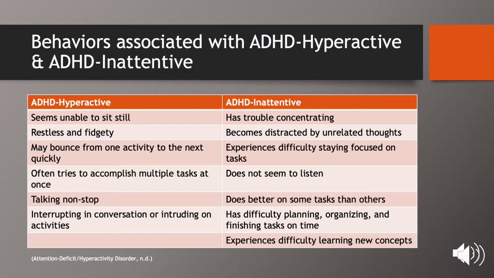Children with ADHD inattentive may have trouble concentrating. They may become distracted by unrelated thoughts. They may experience difficulty staying focused on tasks. And as I mentioned before, they may appear as if they're not listening. They may seem like they are not paying attention to what you're saying. They may do better on some tasks than others. These children may have difficulty planning, organizing, and finishing tasks on time, and they may also experience difficulty with learning new concepts.